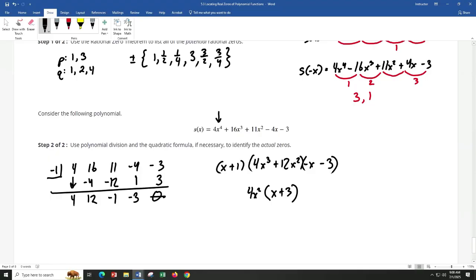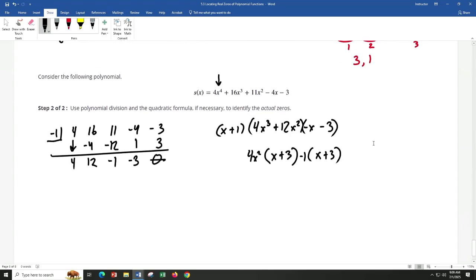On the back end, all I can pull out is a what? -1. -1, and then I get an x plus 3. So what was my other zero up there, probably? Not 3. -3. If I'd have tested the -3, it would have worked. There you go. Are you seeing it? Yeah.